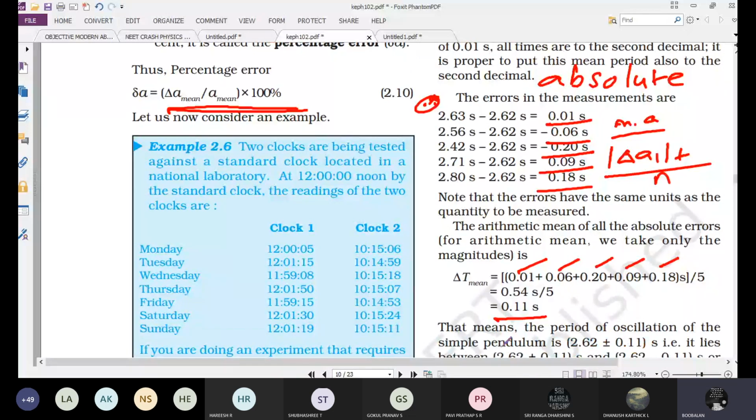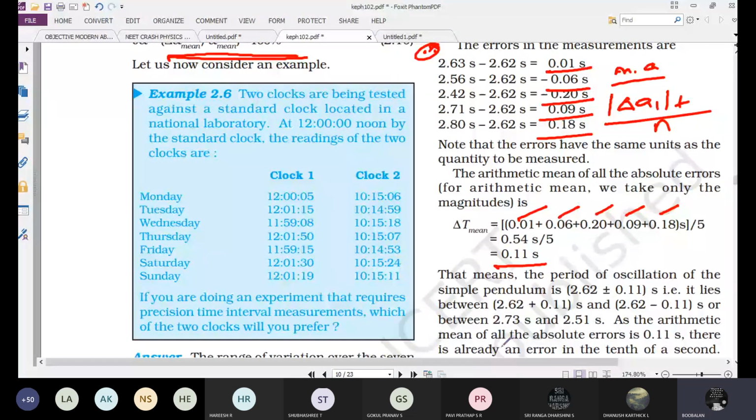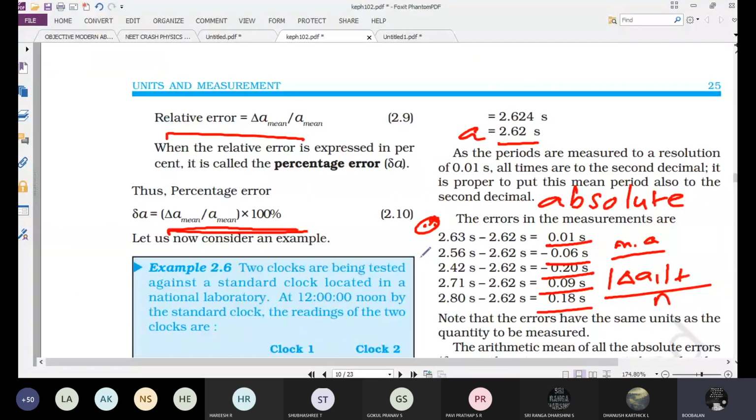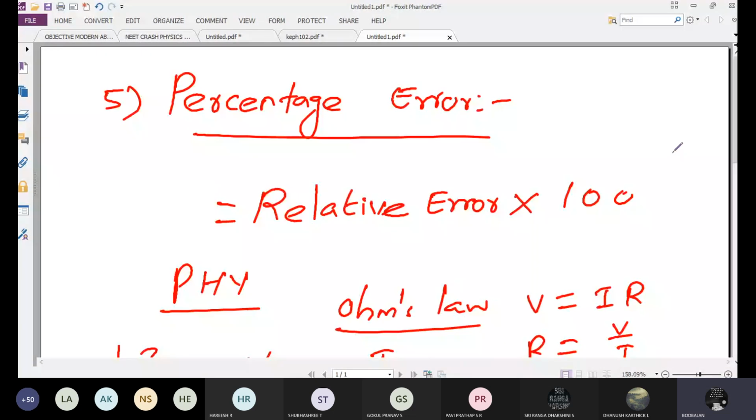Next, the range formula. What is the range formula? True value plus or minus mean absolute error. Very simple, ma'am. You can use only the formula.